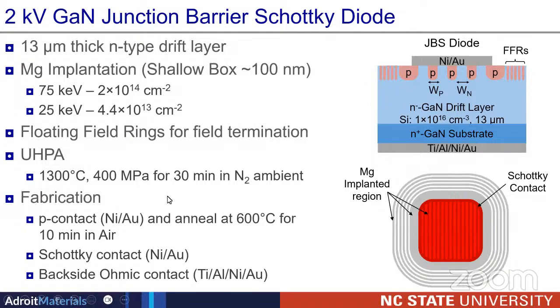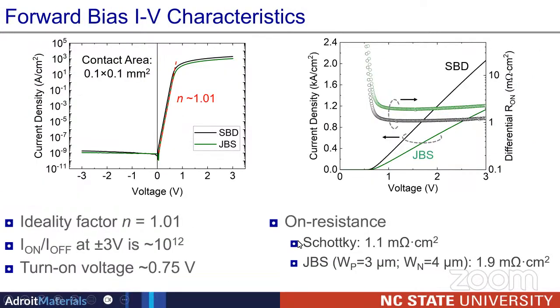Once you activate them, you put the different metal contacts because you need to probe them or you need to pass the current through the metals to the semiconductor. So we use the same fabrication processes. And here is the IV characteristic comparison between the Schottky diode and JBS diode.